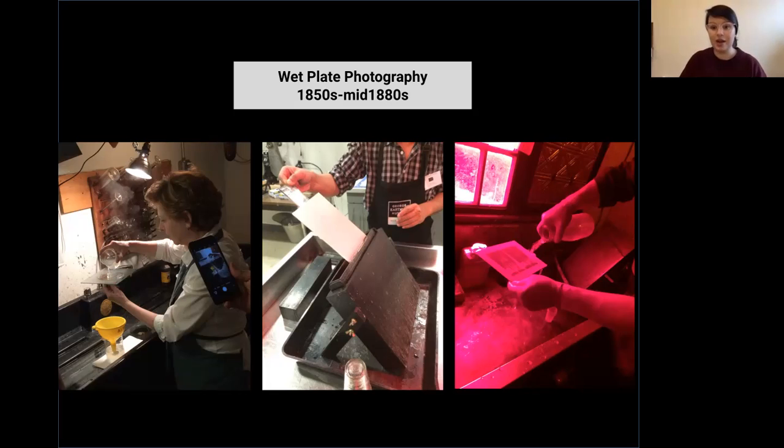When you're done with that, you have to then do another chemical process to basically process your plate. So it was a long process to get one of these photographs done. This wet plate photography was active roughly from the mid 1850s until the mid 1880s. While astronomers did use it, it wasn't great for astrophotography.